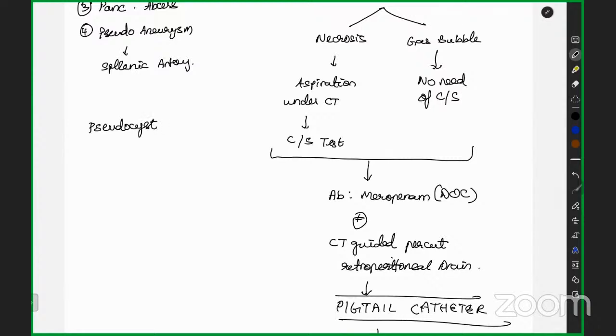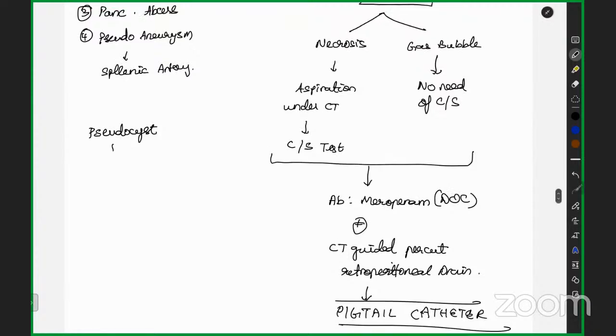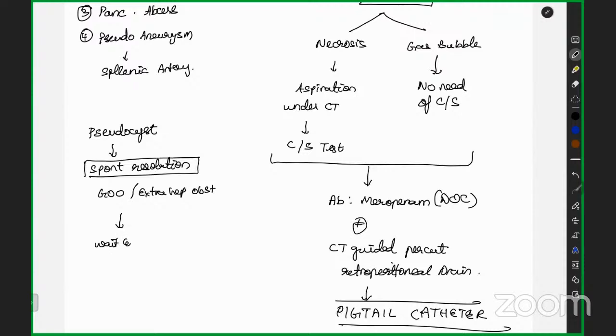If my patient is going to have a pseudocyst, remember, they will undergo spontaneous resolution. They may cause GOO or extrahepatic biliary obstruction. If there is extrahepatic biliary obstruction or GOO, just wait, because they can spontaneously resolve. You are going to just wait and observe. If there are no big symptoms or Ranson's criteria is not matching for severity, then you're going to wait and observe.